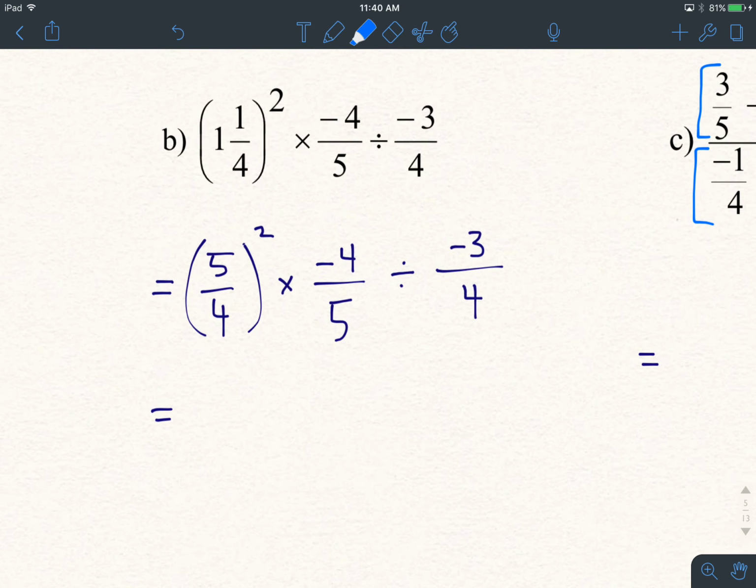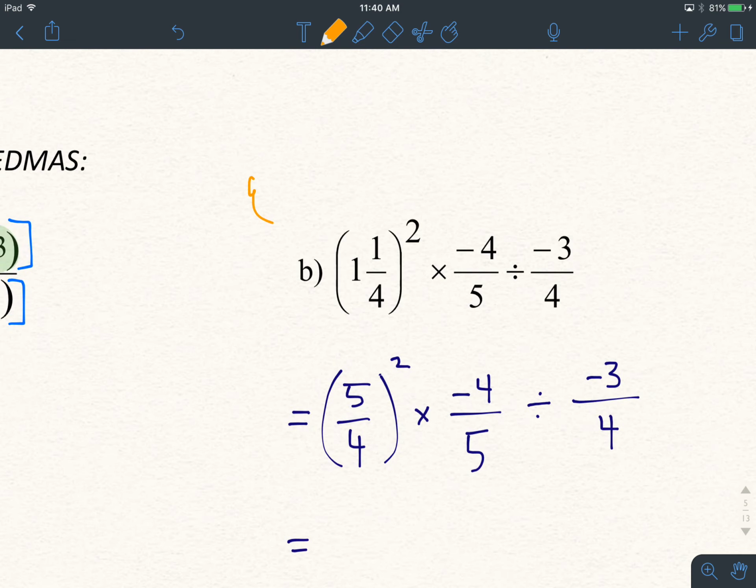Example B is 1 and 1/4 squared times negative 4 over 5 divided by negative 3 over 4. So for us, we would want to look for brackets first, and some people would say, yeah, there's a bracket there, it's 1 and 1/4. This is not something that's necessarily required, but I think it's recommended to turn mixed numbers into improper fractions. And for those who don't recall how to do it, let me just do a little shout out here.